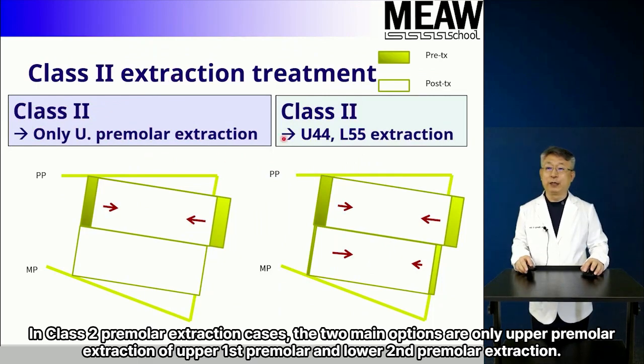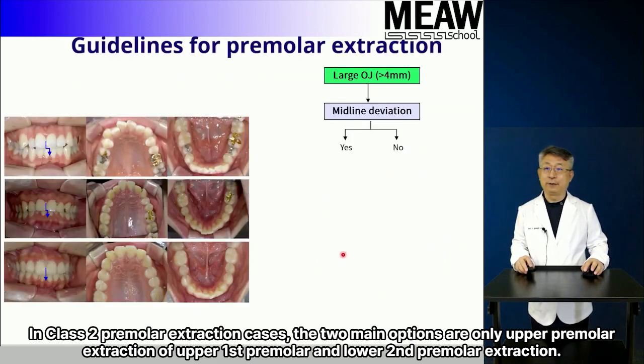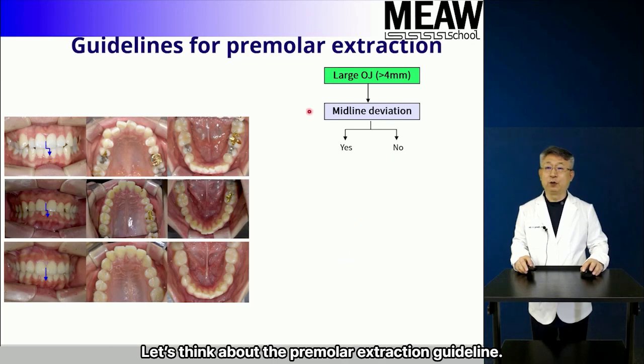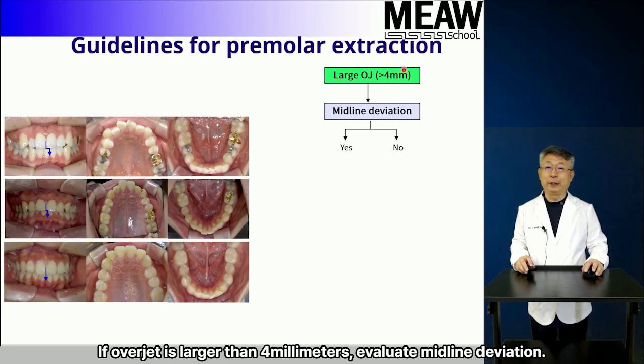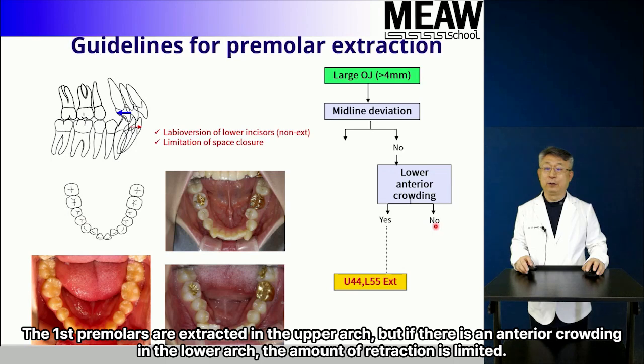In Class 2 premolar extraction cases, the two main options are only upper premolar extraction of upper first premolar, and lower second premolar extraction. Let's think about the premolar extraction guideline. If overjet is larger than 4 mm, evaluate midline deviation. The first premolars are extracted in the upper arch.